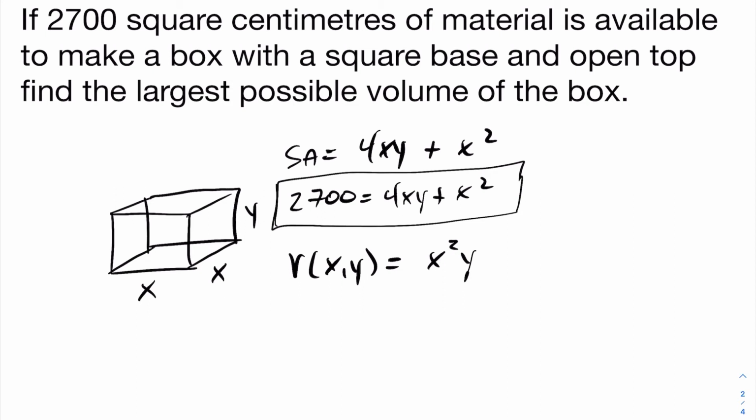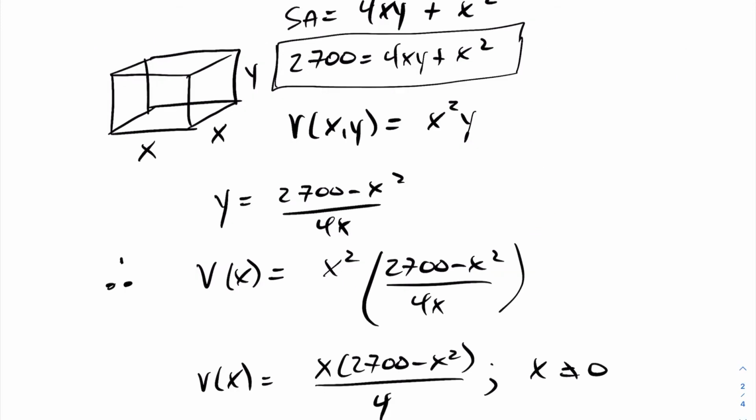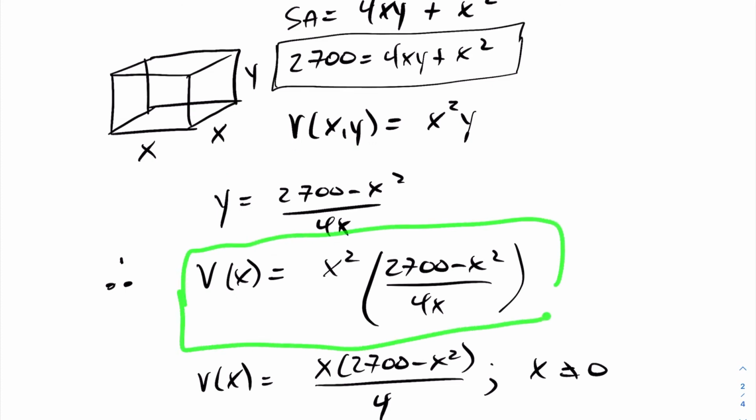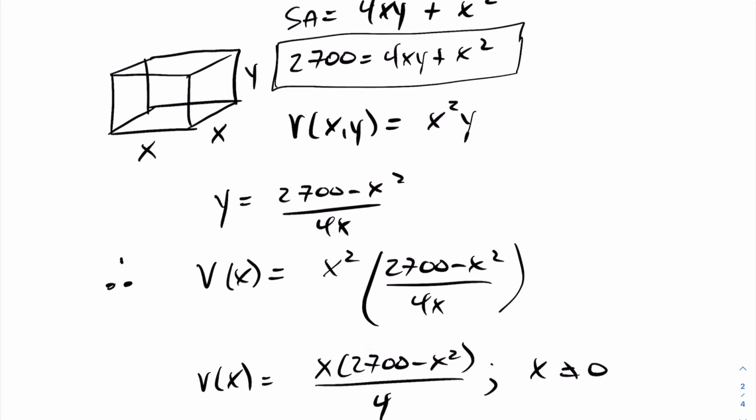You can see here it's much easier to isolate for y than it is to isolate for x. So we're going to go ahead and isolate for y and sub that into our volume equation. So you can see here I isolated for y and I substituted that into our volume equation. Now we have a single variable function. We can talk about maximizing or minimizing a single variable function. And you can see here I canceled off the x's. You just assume x can't be 0, which it obviously can't be because it's a length.